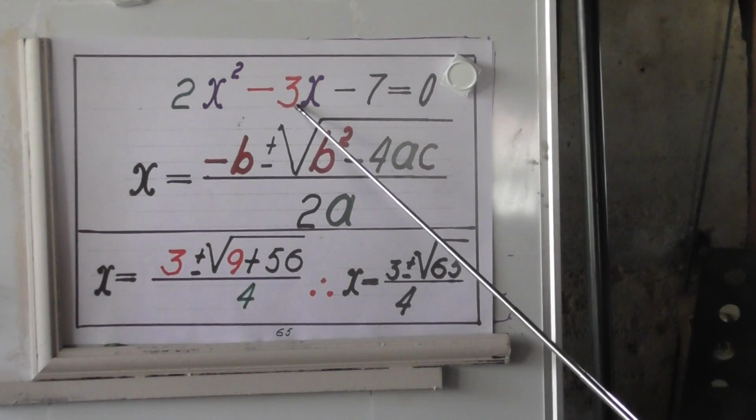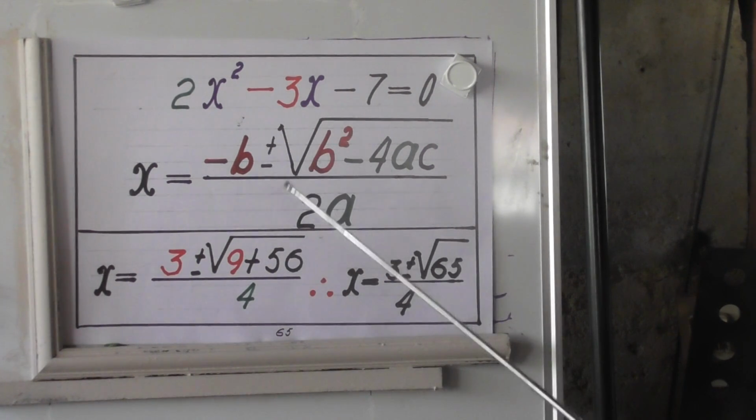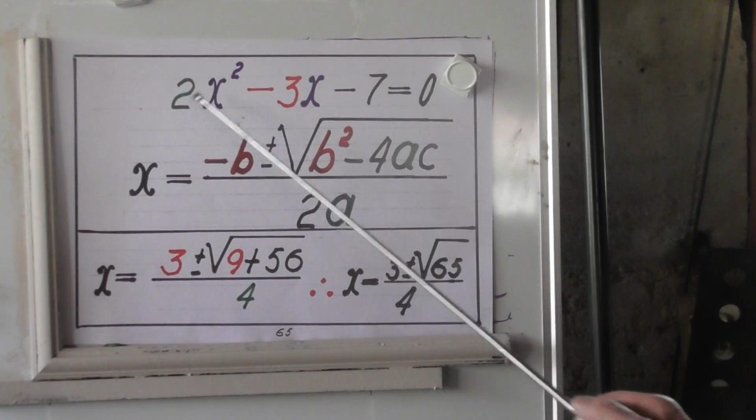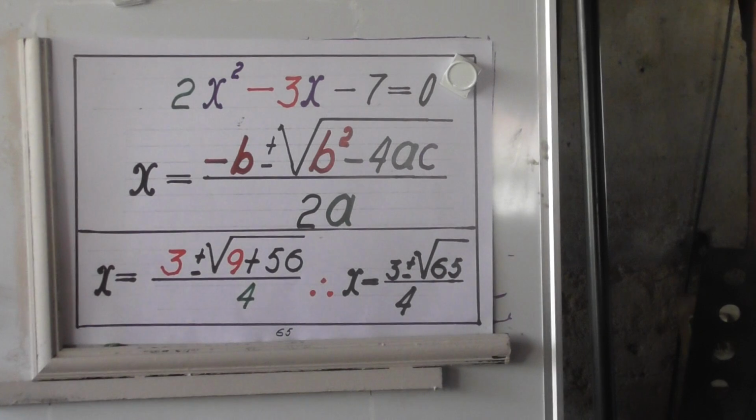Now b is -3. So this is A, that is B, that is C. So we start with the middle. We have already this, so we start with the middle.